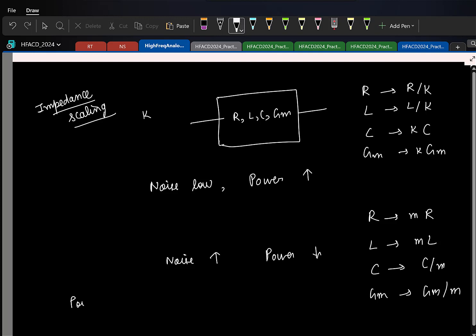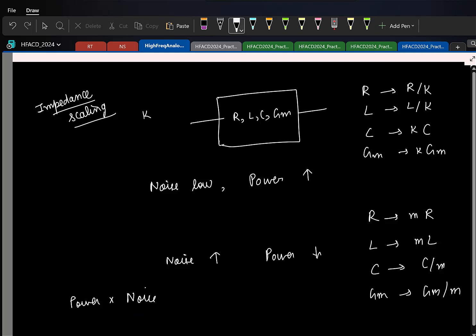Power times noise. This is the metric you should be looking at. If this metric is lower for your circuit, the circuit is better. Typically this is one of the figures of merit for an analog circuit, and this is a fundamental thing.